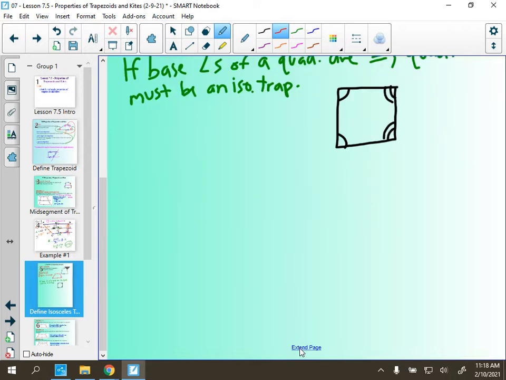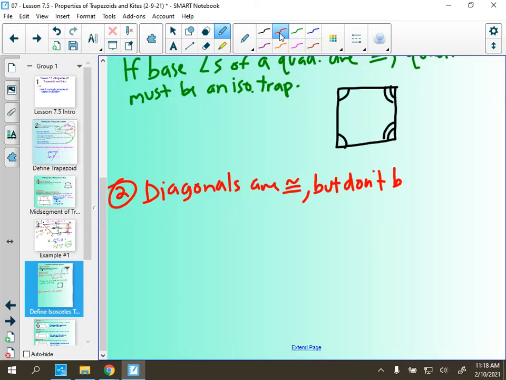All right. I promise you a second property. Let's take a look here. Hopefully, you're following along. Second property is diagonals are congruent, but don't bisect one another. All right, so we've seen the diagonals are congruent. That is true, that's a property of both a square and a rectangle. But in both of those figures, the diagonals also cut each other in half, bisect each other. And that's different in an isosceles trapezoid.